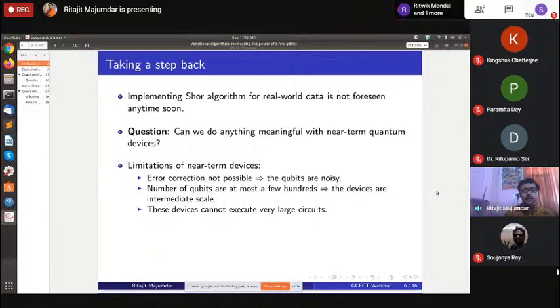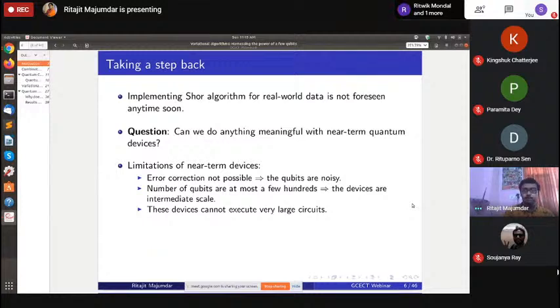The moment error correction is not possible, let's come to this third point. It means that these devices cannot execute very large circuits, because if you are using large circuits, then errors will creep in. There is nothing you can do, and you cannot correct those errors. So your solution will be incorrect. So you cannot execute large circuits. And coming to the second point, the number of qubits is small. Today we have less than 100, but maybe in a few years we'll at most have a few hundred, nothing more than that.